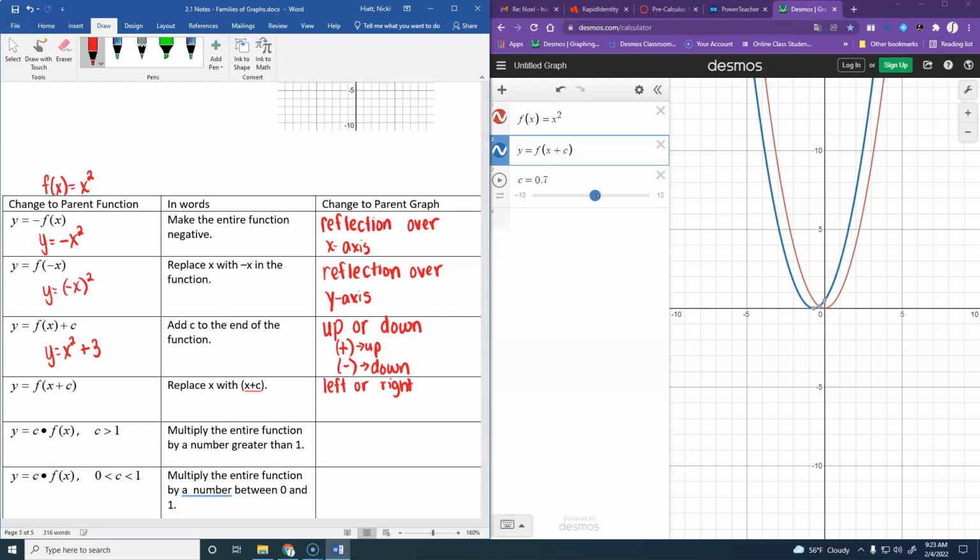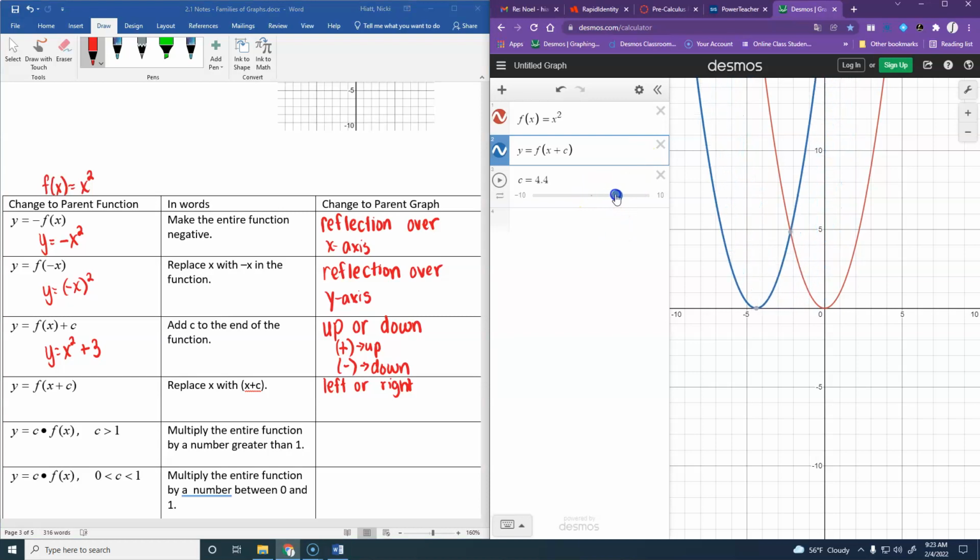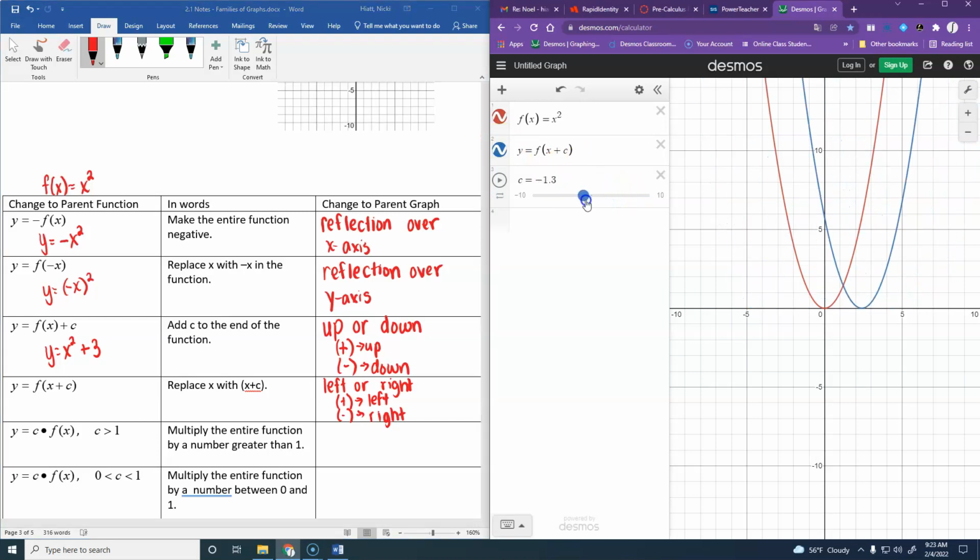But it's going to be the opposite direction. So you can see when I have positive numbers here, when c is a positive number, I actually move to the left. So if I have a positive, it moves left. And if I have a negative, it is going to move right. So opposite direction of the way you would think that it should go. Okay, we're good there?